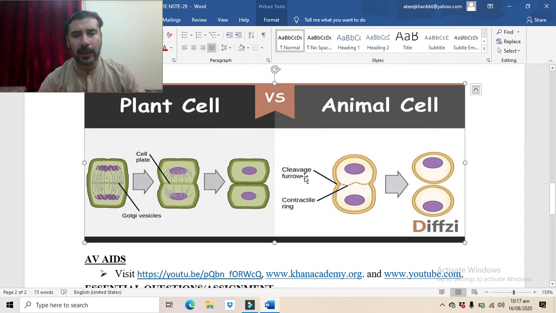In cytokinesis, the cleavage furrow, where cleavage means breakage, will appear from this side and from this side. This furrow will then deepen down and the two cells will be formed. One cell will be divided into two.